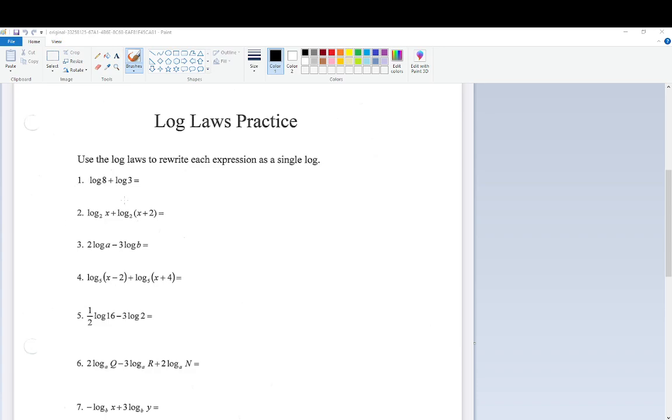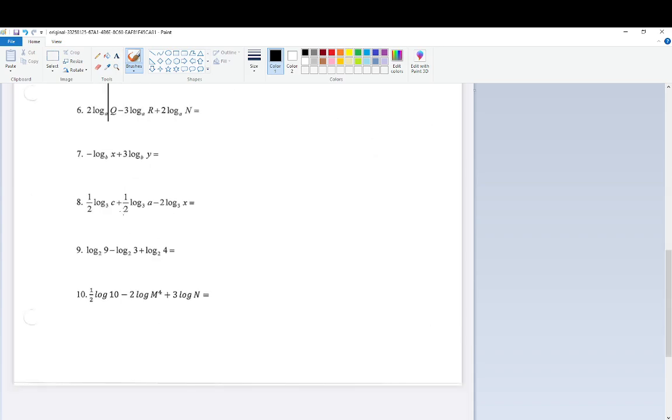This one I think we started with, so it's just the rules of log. This is a product, 8 times 3, so this is log of 24. This is just a multiplication. X times x plus 2 becomes x squared plus 2x, so it's simply the log base 2 of x squared plus 2x. We did all this. The 2 becomes an exponent. We did all these ones already. It's just following the rules of logs.